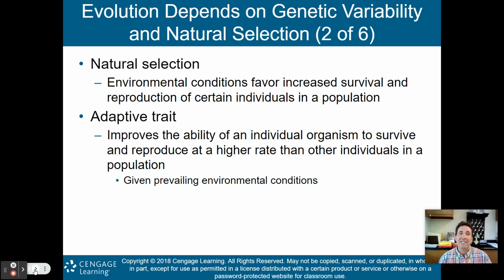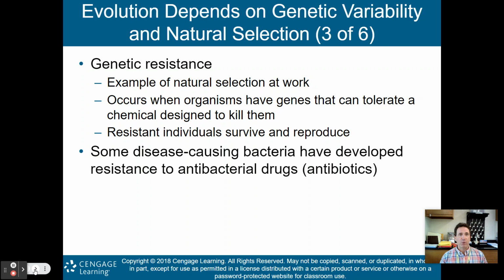You have these adaptive traits that improve the ability. Those traits may show up from random mutations in the DNA. You now have this trait that a random organism has that makes it better at surviving and reproducing at a higher rate, right, than other organisms in that environment. So now you have this organism reproducing at a higher rate, putting those new mutated genes into the organisms that are being produced. And obviously, over time, that can change your organism into a different species, called speciation. And we'll talk more about that as we go through the next couple of slides.